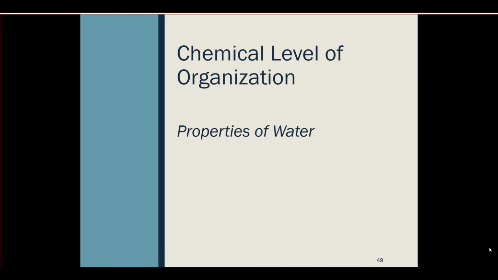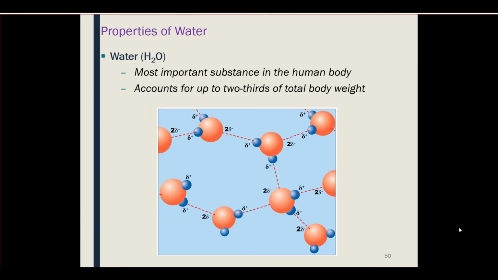In this lesson, we'll continue our discussion of the chemical level of organization by looking at a molecule that is extremely important to us. This is going to be water. Water is the most important substance in the human body. It accounts for about 2/3 of our total body weight.